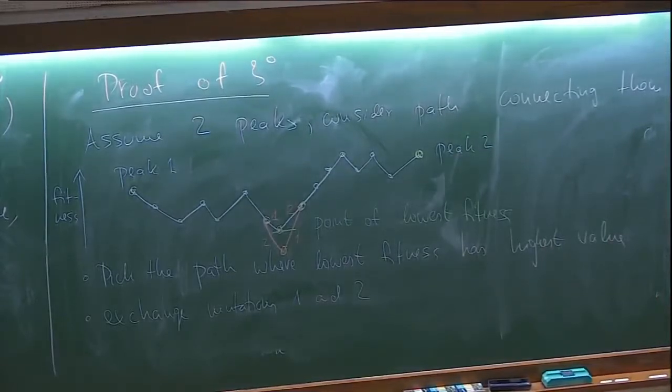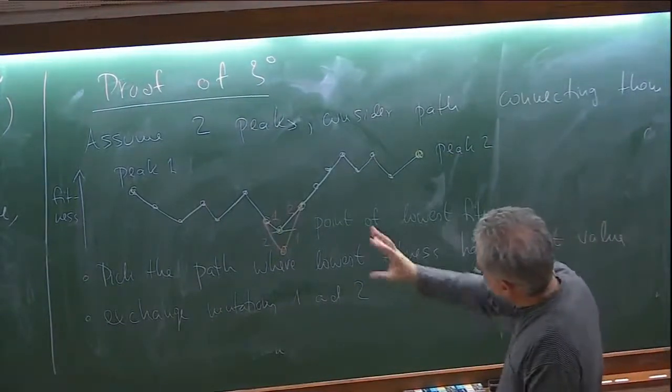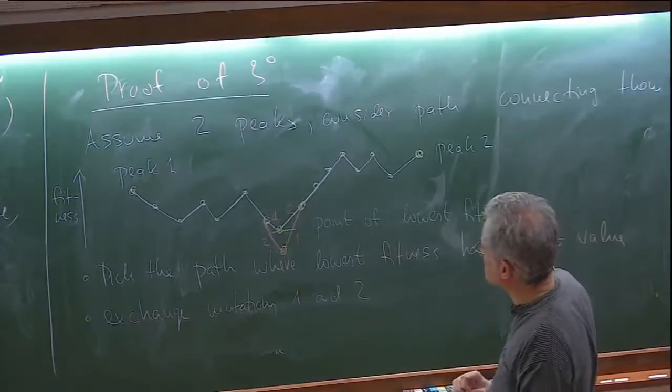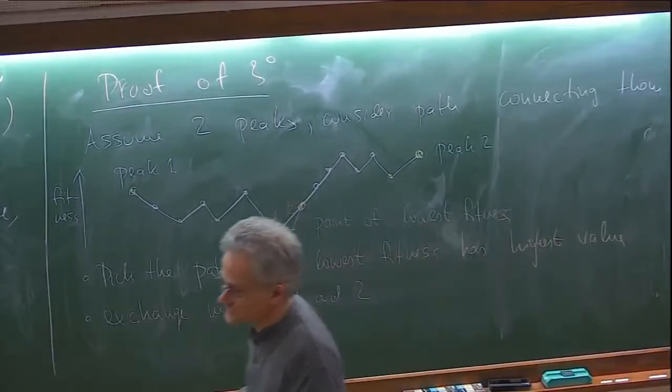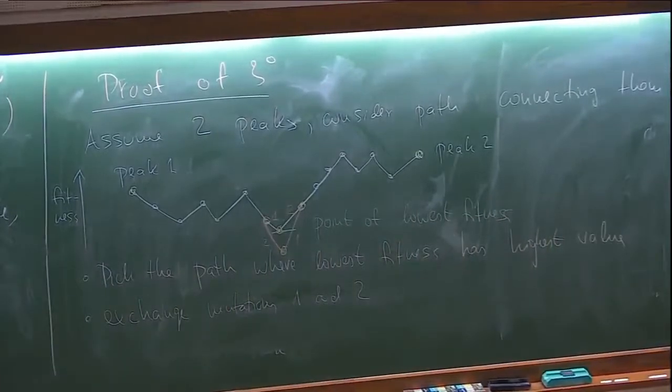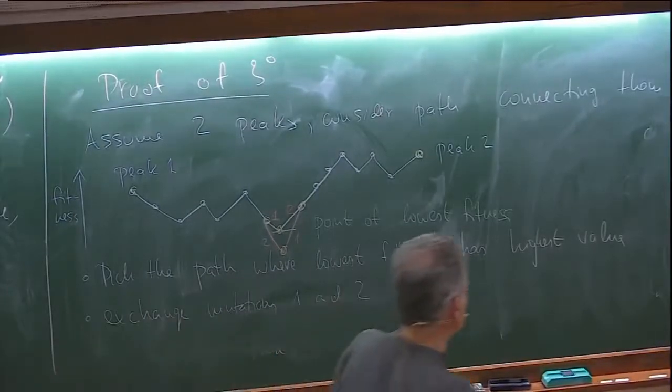So this proves that if there are multiple peaks, we must have reciprocal sign epistasis. Okay. And so now you can ask, is there a sufficient condition? So this is a necessary condition for multiple peaks. Is there a sufficient condition? And in fact there is, and this was shown by Christina Krona and collaborators.